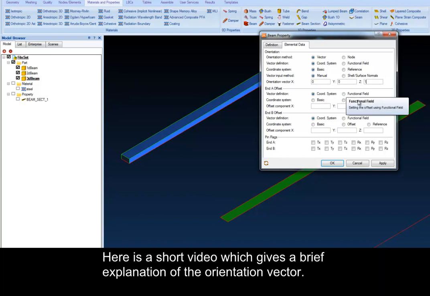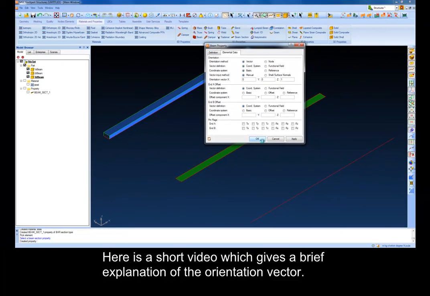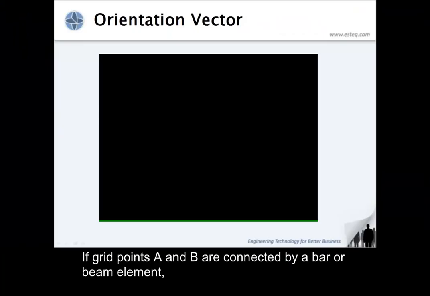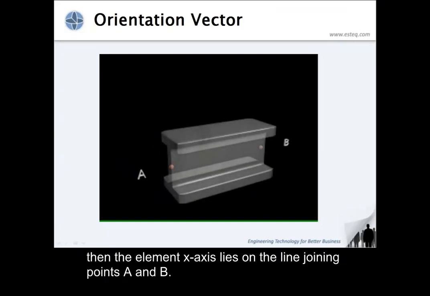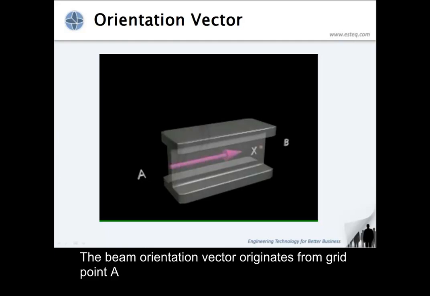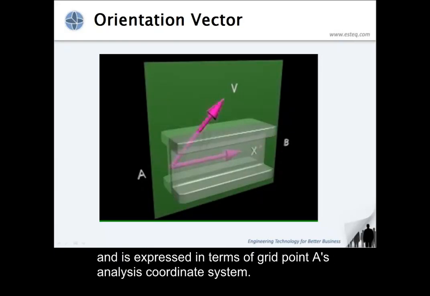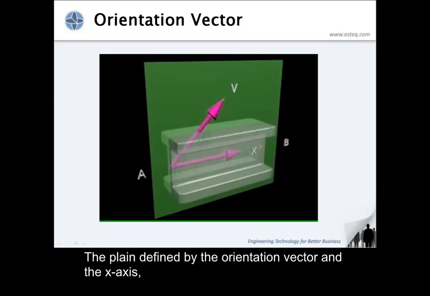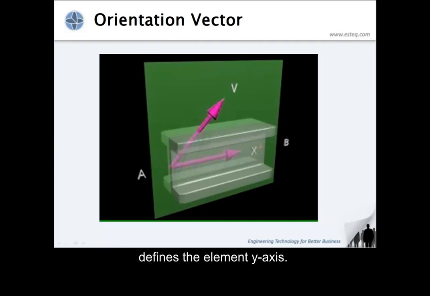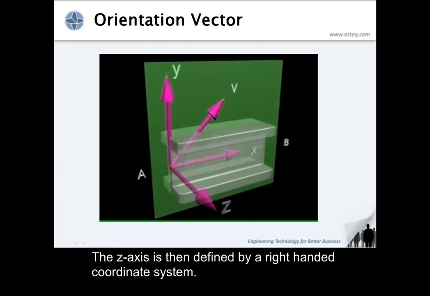Here is a short video which gives a brief explanation of the orientation vector. If grid points A and B are connected by a bar or beam element, then the element x-axis lies on the line joining points A and B. The beam orientation vector originates from grid point A and is expressed in terms of grid point A's analysis coordinate system. The plane defined by the orientation vector and the x-axis defines the element y-axis. The z-axis is then defined by a right-handed coordinate system.